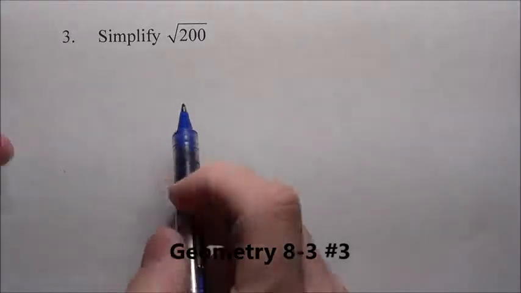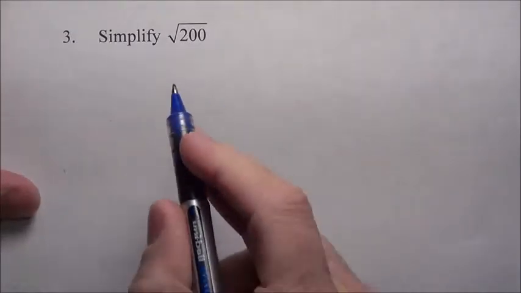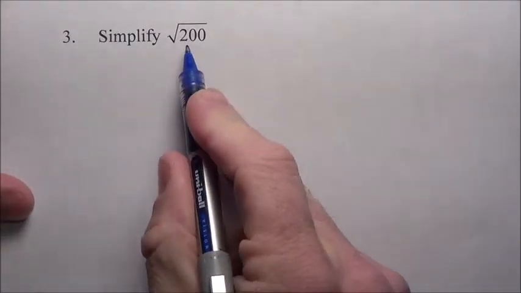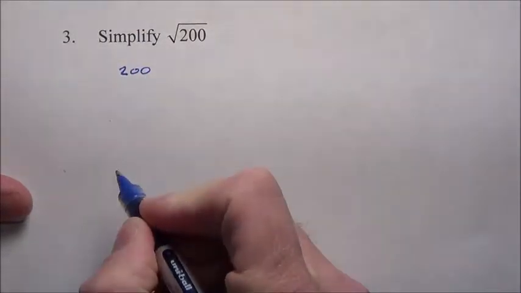Problem 3, we want to simplify the square root of 200. Now there's a couple ways to do this, but one way that we're always guaranteed to get is we break this down into its prime factorization. And to do that, we start with a factor tree.